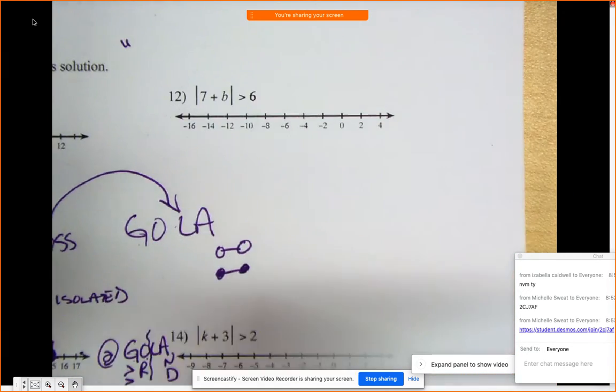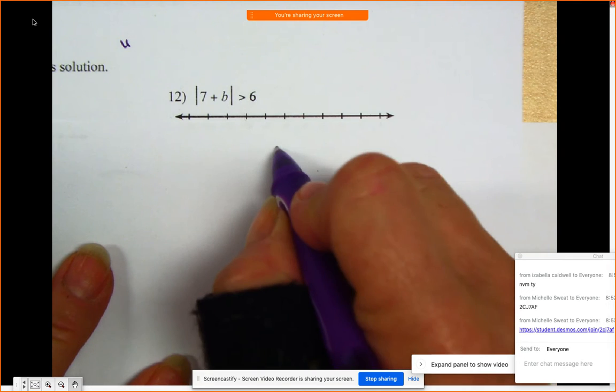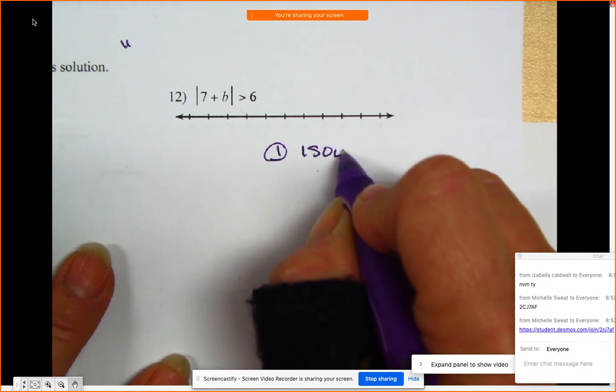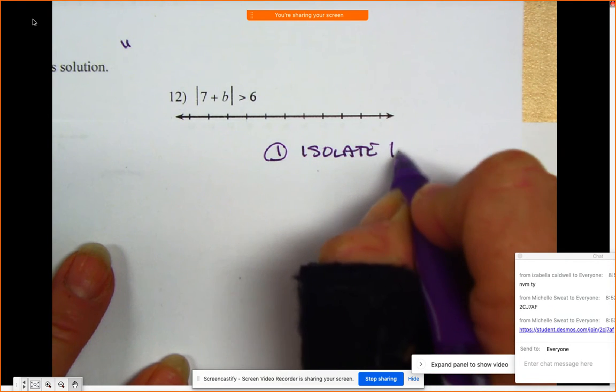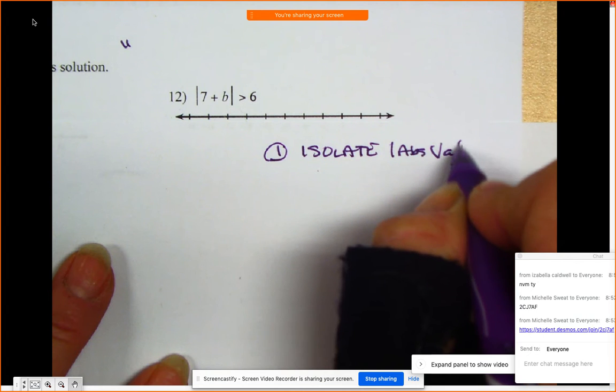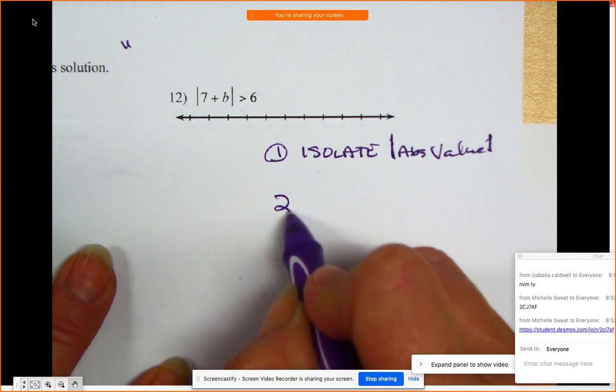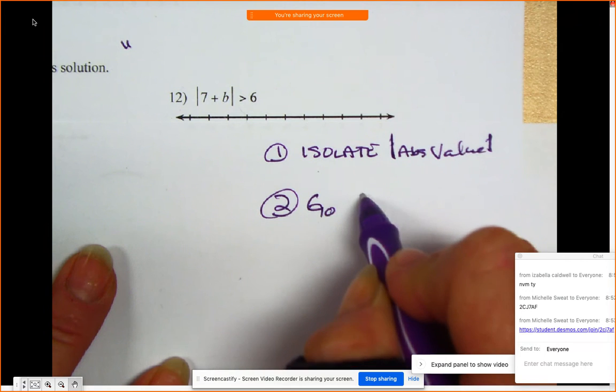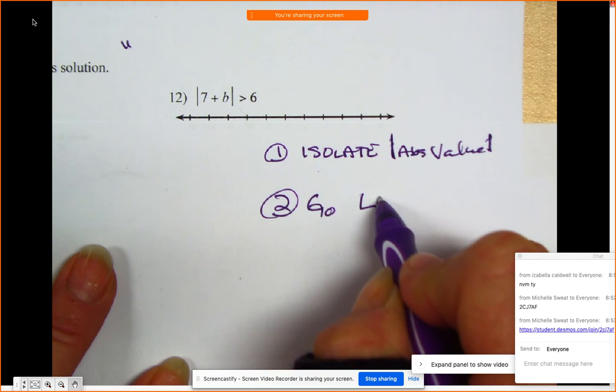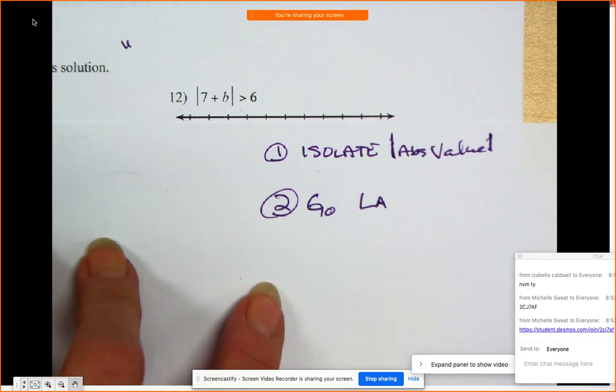Okay, so step 1, isolate. Well, all of them are isolated today. So I'm going to say isolate your absolute value. So I put my bars up. Second step, go LA, go LA. Maybe you like the Lakers, maybe you don't.